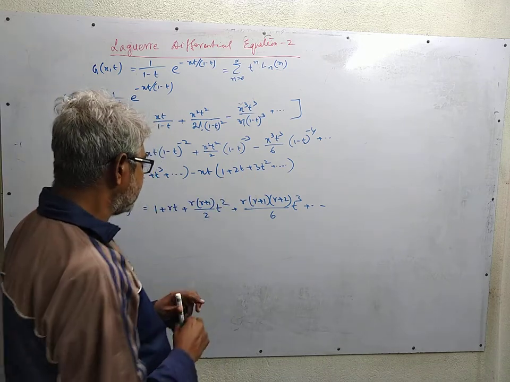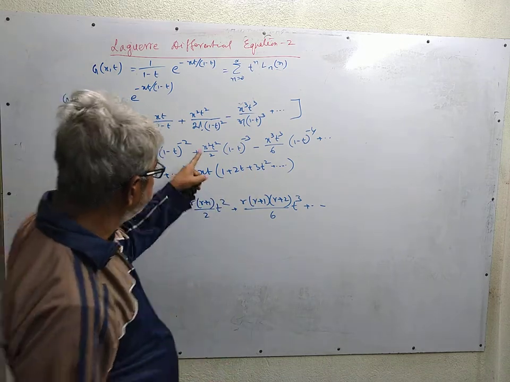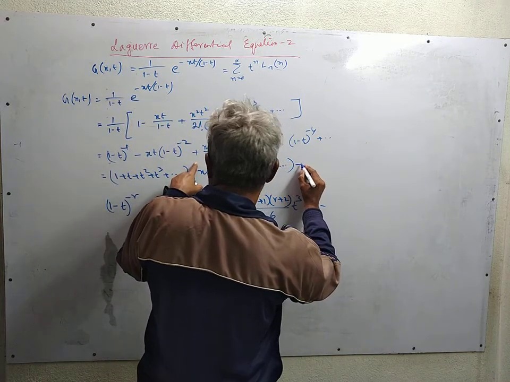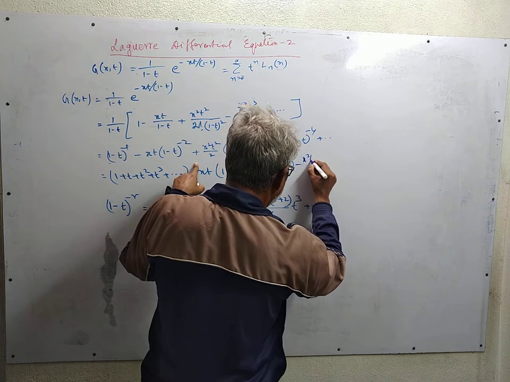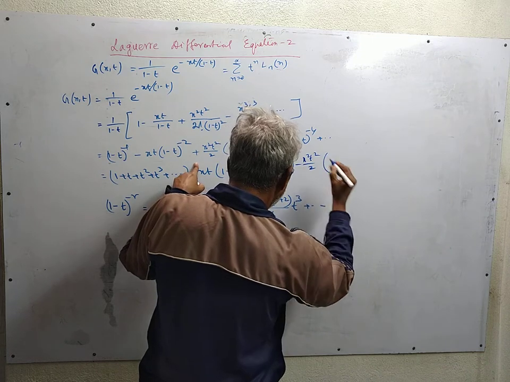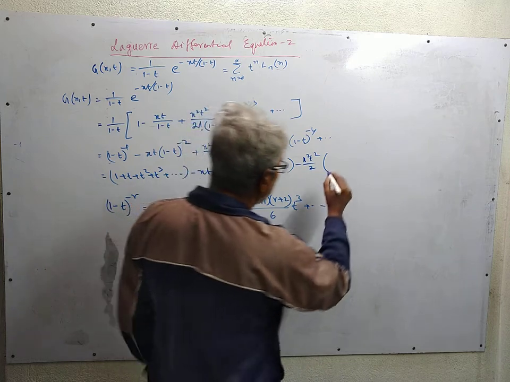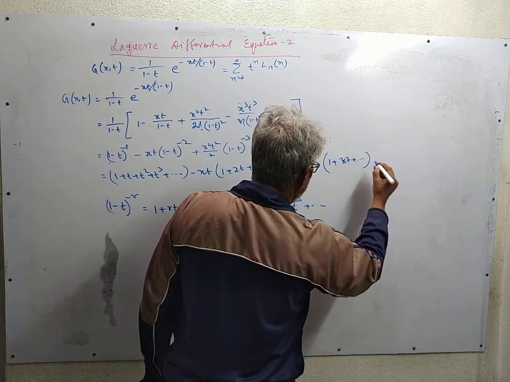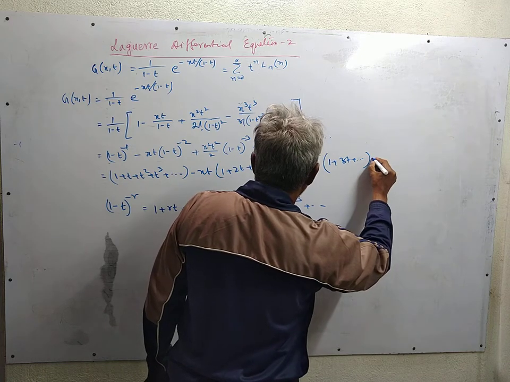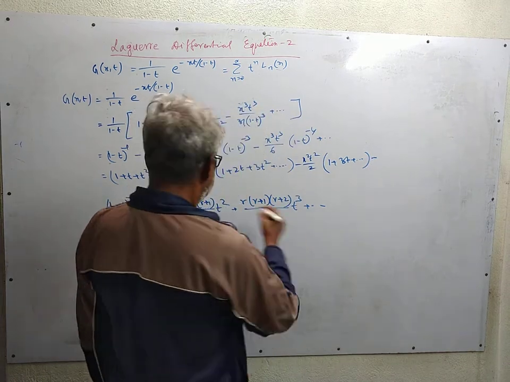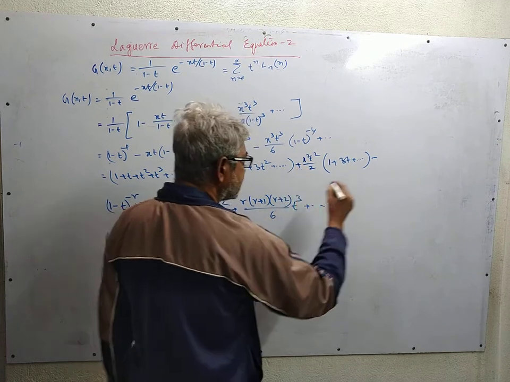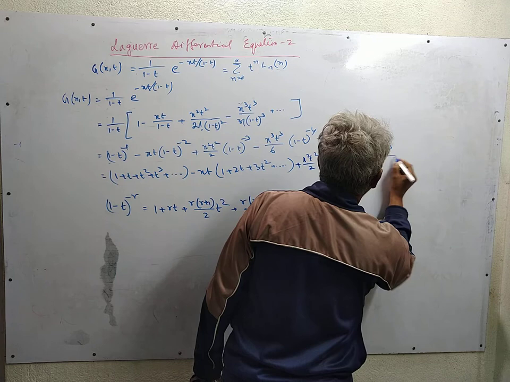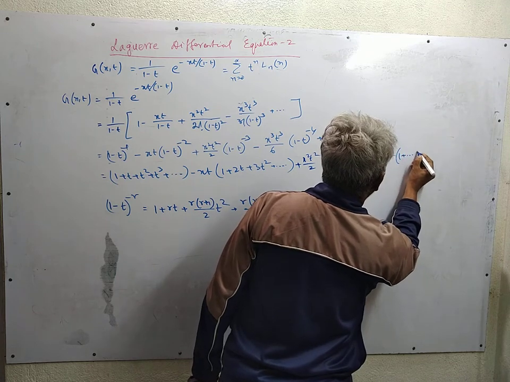Here a similar thing is written, and for this term we have x square t square by 2. Then here it is 3, so 1 plus 3t plus higher order terms, and this is plus, and this is x cube t cube by 6, 1 plus higher order terms.